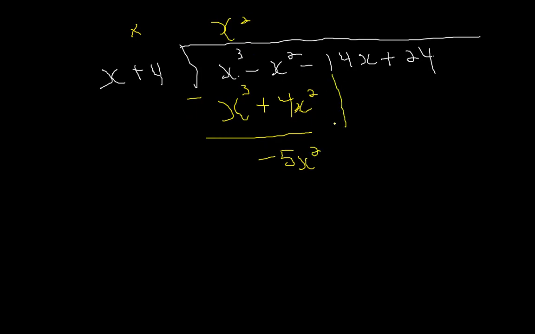You bring down the next term. The next term is minus 14x. All you do now, repeat the process. X into minus 5x squared, that's going to give me minus 5x.